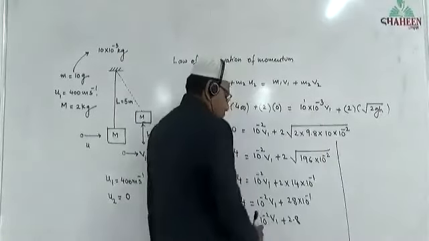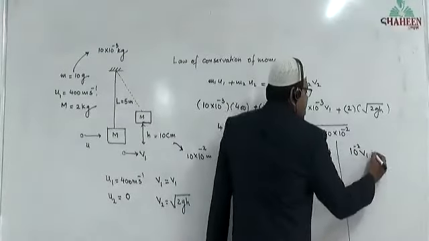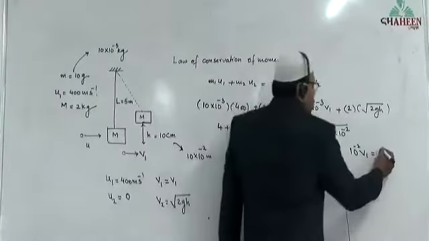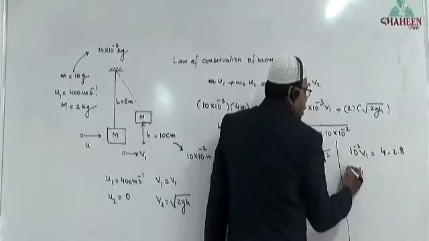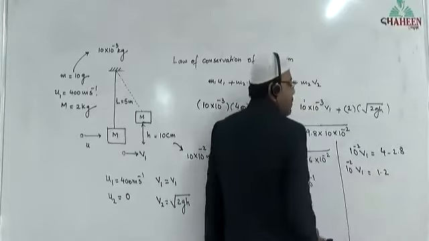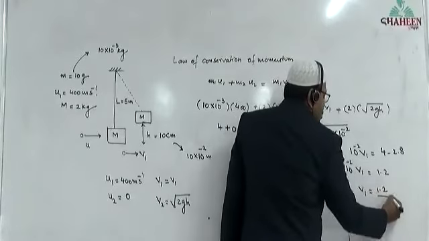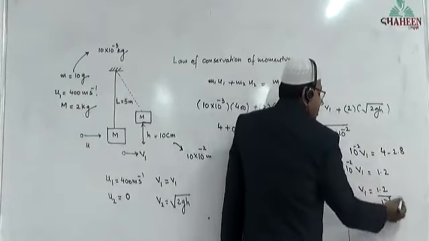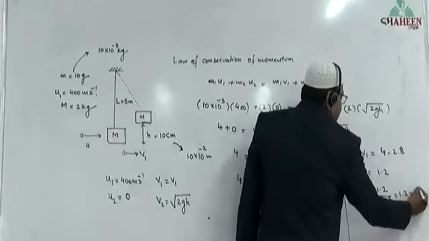Now what is this 10 power of minus 2 V1? 10 power of minus 2 V1 is equal to 4, taking 2.8 to this side, 4 minus 2.8. So 10 power of minus 2 V1 is equal to 1.2, since 4 minus 2.8 is 1.2. So V1 is equal to 1.2 by 10 power of minus 2. I am taking this in the denominator. When 10 power of minus 2 goes to the numerator, it becomes 1.2 into 10 power of 2.